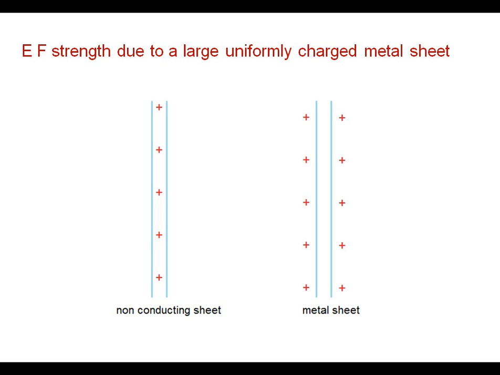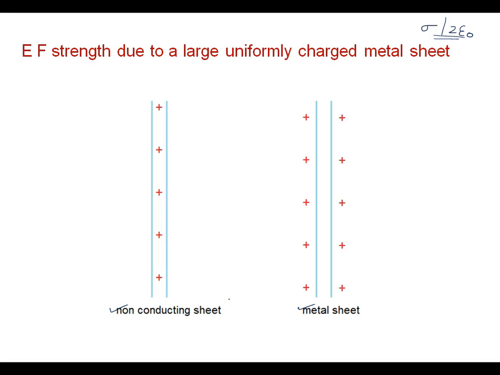Now we will discuss the electric field due to a large uniformly charged metal sheet. The last expression we discussed was for the non-conducting sheet, and I think all of you agree our expression was sigma by 2 epsilon naught. What is the difference between the non-conducting sheet and the conducting sheet? I hope it is visible with the help of the diagram.